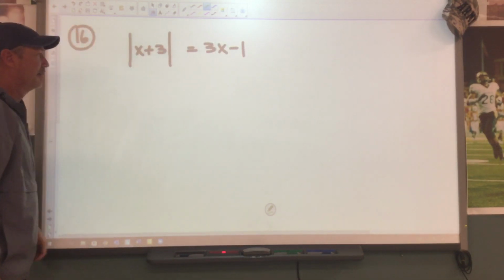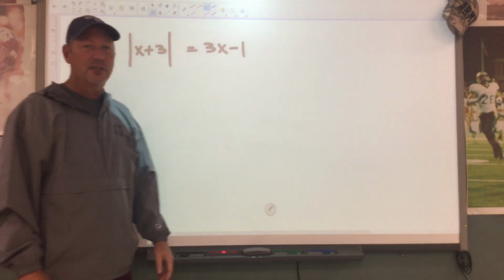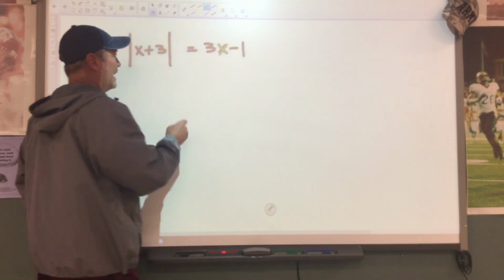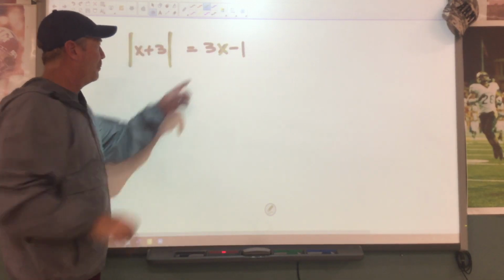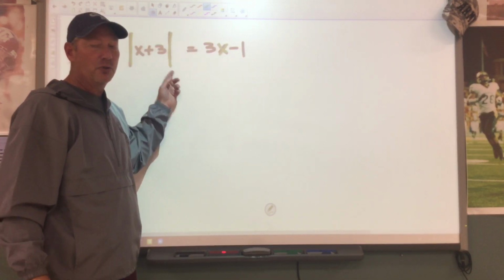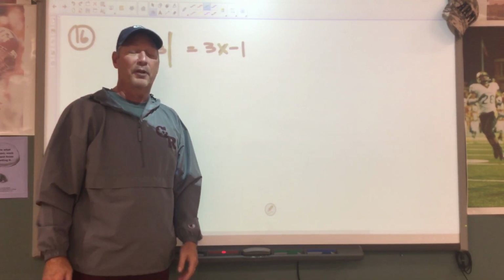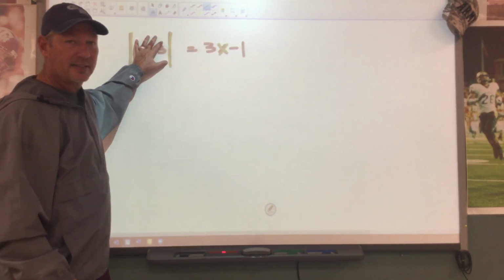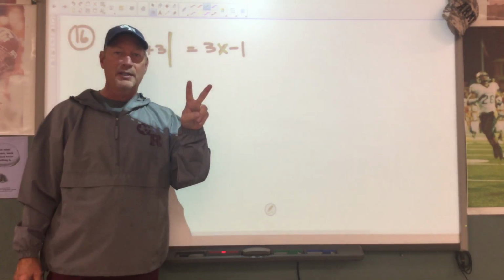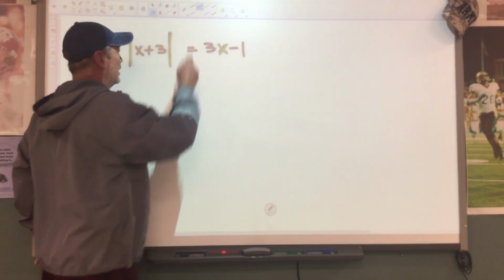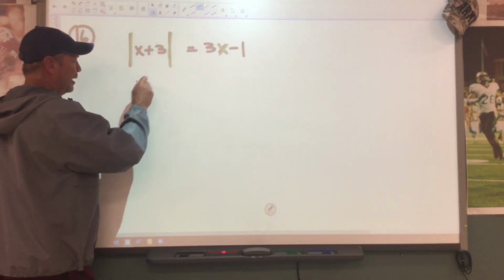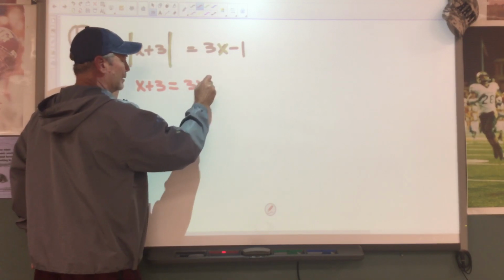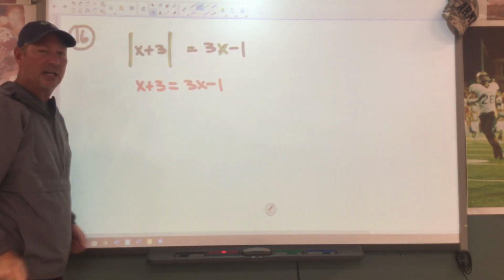Number 16. They're going to ask me to solve for this. And I'm going to tell you right now, when you have a variable that is outside the absolute value, you better make sure that you check for an extraneous solution. Okay? So, absolute value is by itself, so we're going to work this two ways. The first way we see this, we're going to say x plus 3 equals 3x minus 1. You just copy it just like you see it.